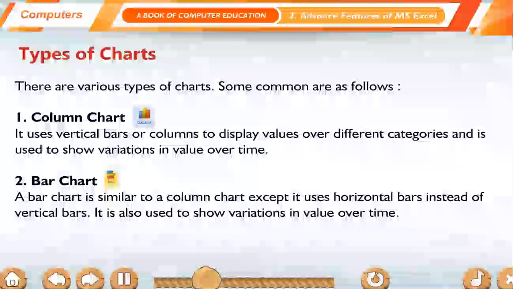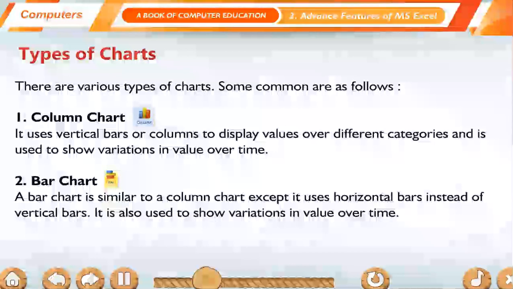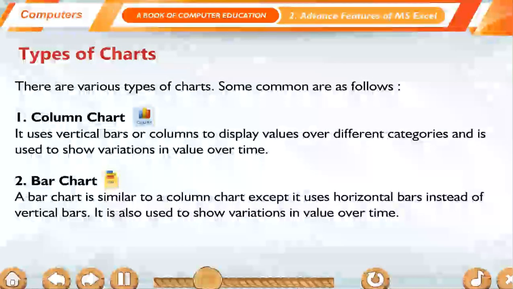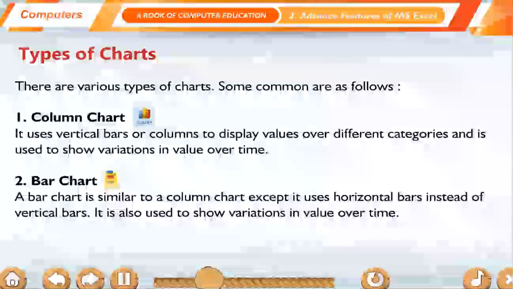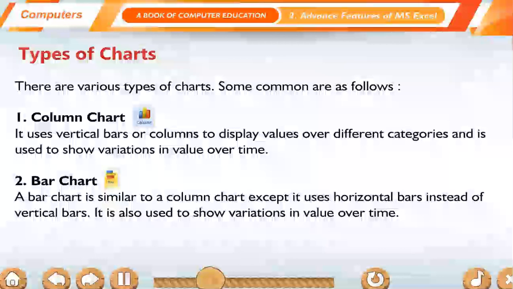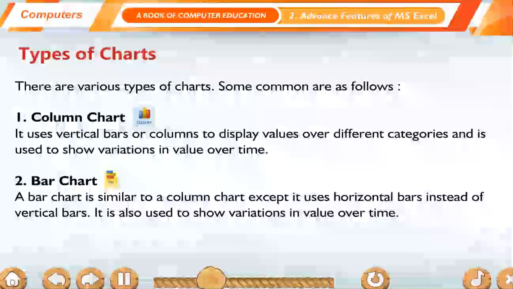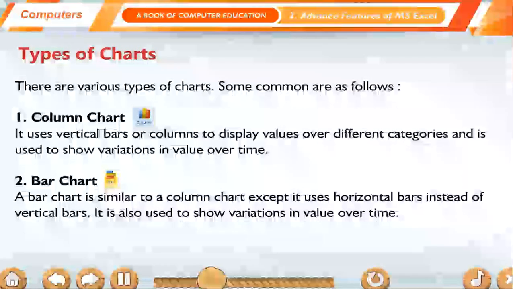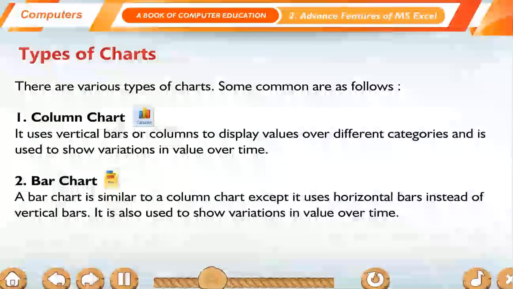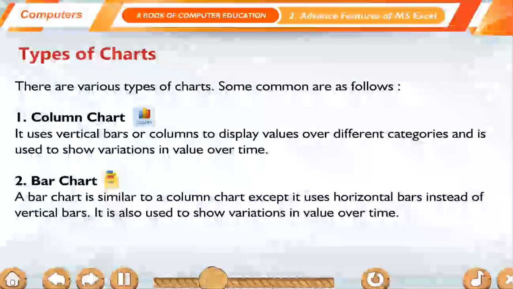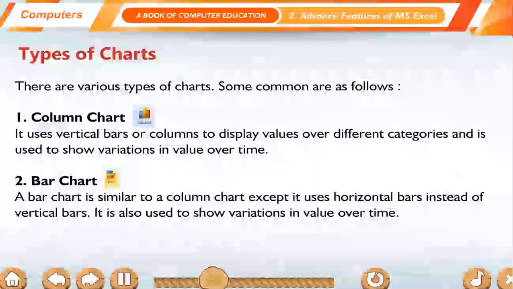Column chart. It uses vertical bars or columns to display values over different categories and is used to show variations in value over time. Bar chart. A bar chart is similar to a column chart except it uses horizontal bars instead of vertical bars. It is also used to show variations in value over time.